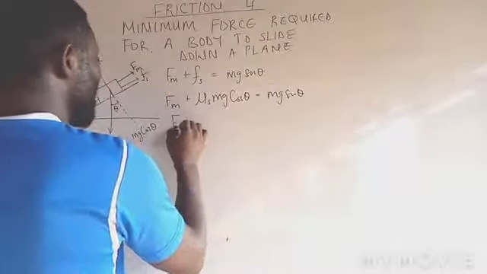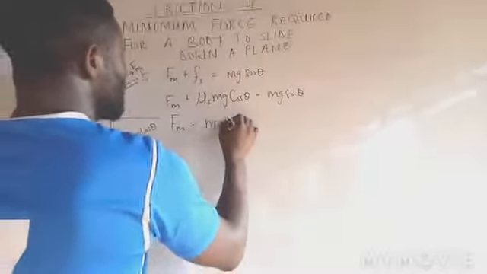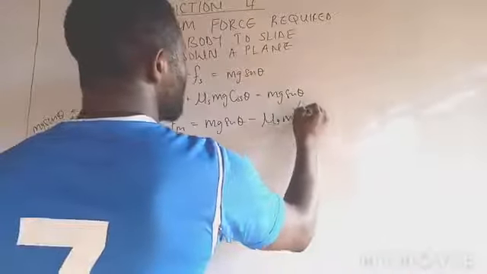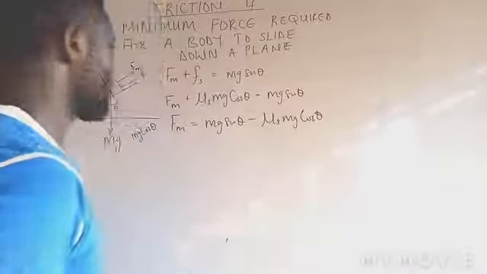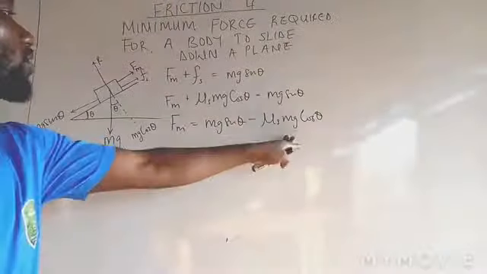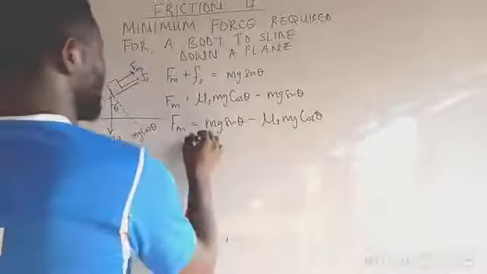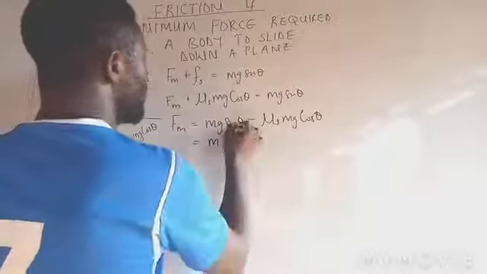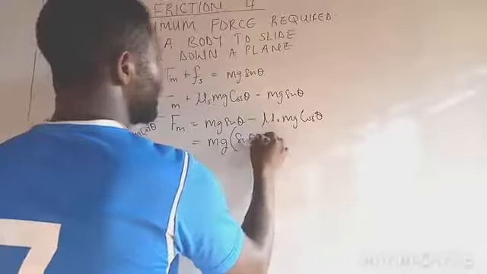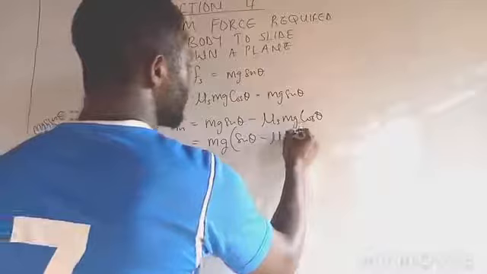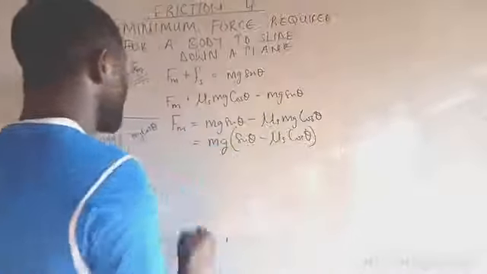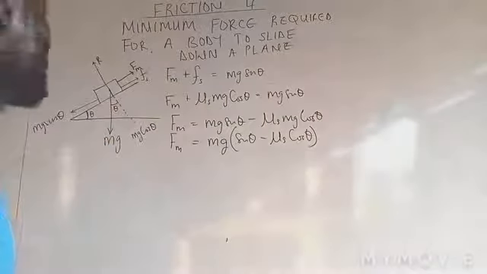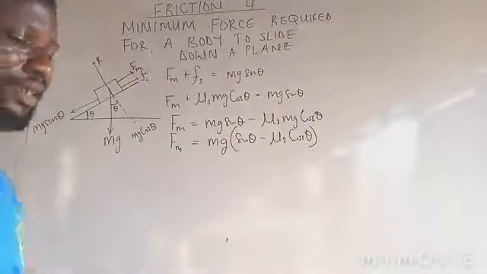So Fm here is equal to mg sine theta minus mu s mg cos theta. Since mg is common here, I can then argue that mg is common, open bracket, sine theta minus mu s cos theta. This is my minimum force required to keep this body from sliding down.